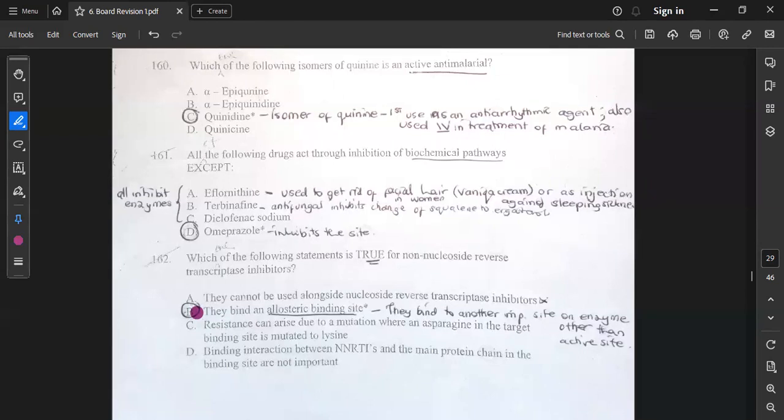NNRTIs are going to be efavirenz, nevirapine. And just to note that monotherapy with these drugs is going to hasten resistance to medication. Sorry, there's nothing more to add to that.